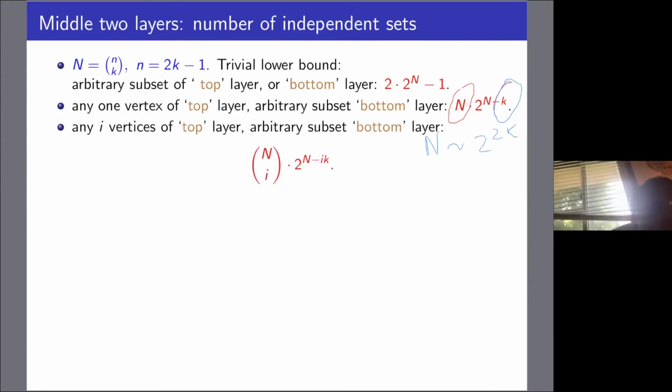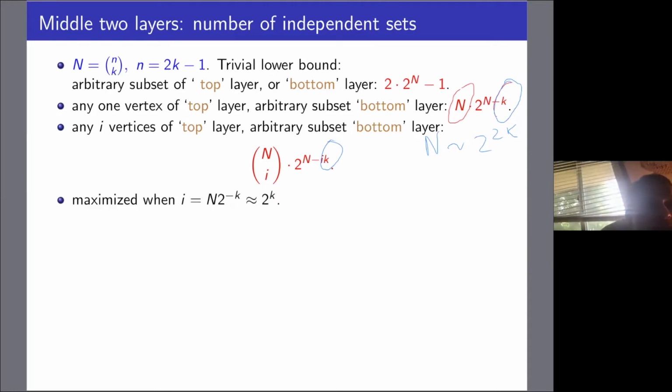And I can keep going. If I add I vertices to the top layer, I can do it in capital N choose I ways, and assuming that these I vertices are at distance at least 2 from each other, I lose only 2 to the I times k possibilities to extend it. Some computation gives that this is maximized when I is approximately 2 to the k.